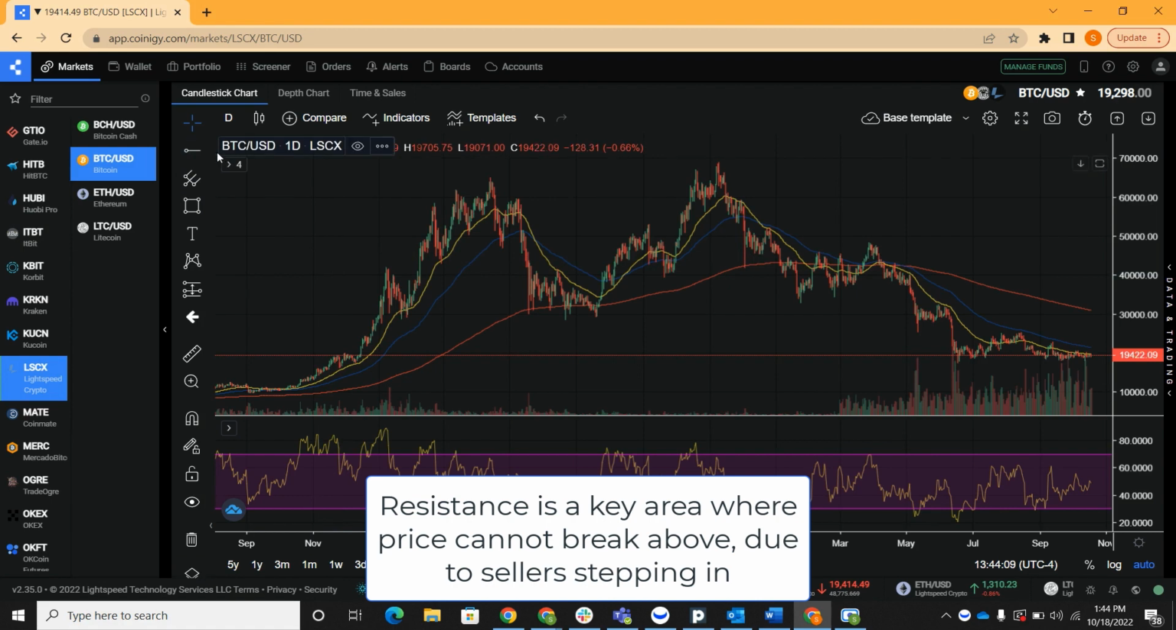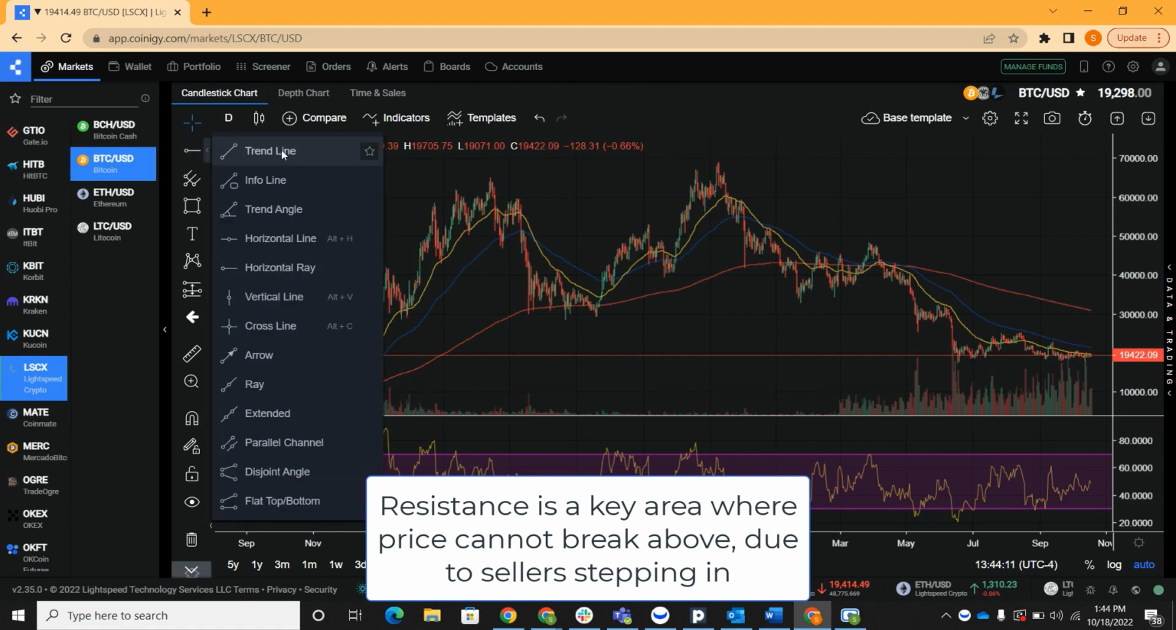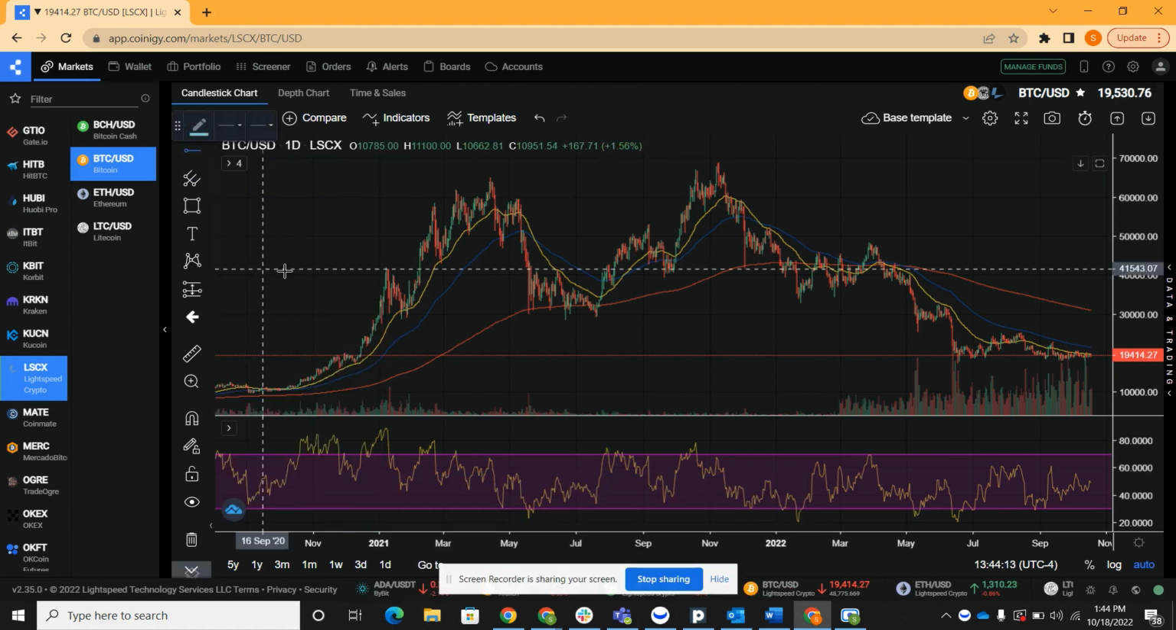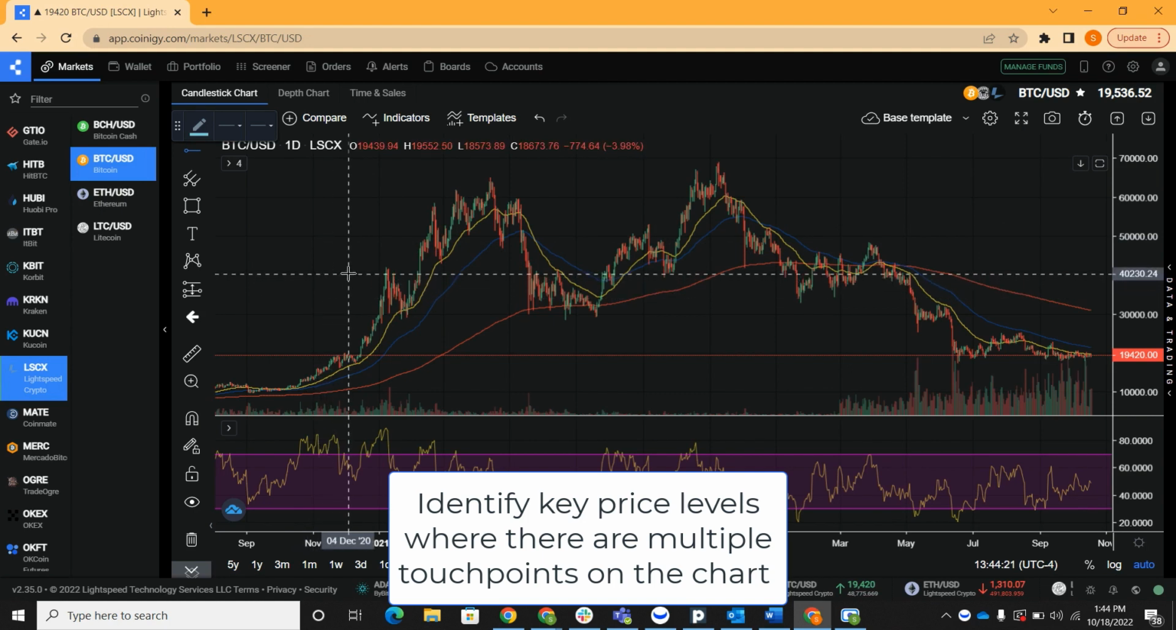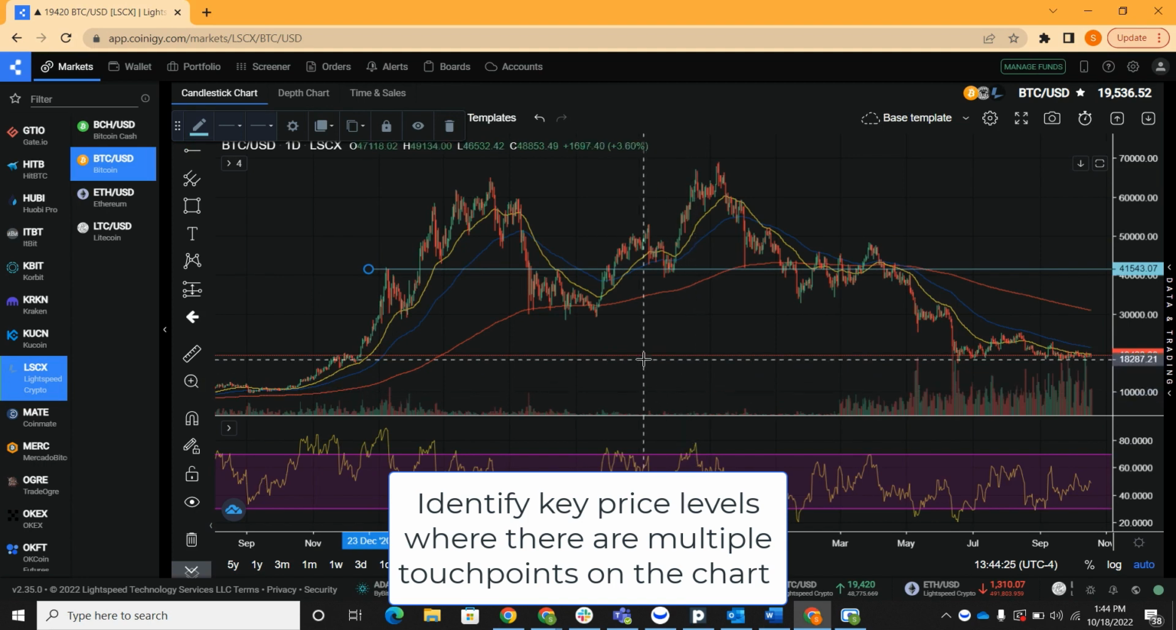So first off, what you want to do is go to the drawing tools here, and I like to use the horizontal ray. Now, after I click that, what I want to do is just take a quick glance and see which areas have the most touch points. So right off the top right here, I can see this is a key area. You may be thinking, why did I choose that?